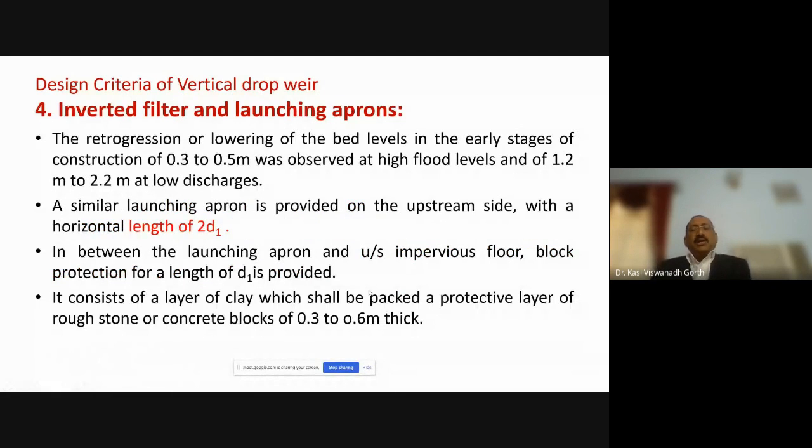So the retrogression or lowering of the bed levels in the early stages of the construction of 0.3 to 0.5 meters was observed at high flood levels, and about 1.2 meters is observed at low discharges. This is about the retrogression depths. A similar launching apron is provided on the upstream side with a horizontal length of about 2D1. D1 is the depth of the upstream cutoff. In between the launching apron and upstream impervious floor, block protection for a length of D1 is provided. It consists of a layer of clay, which shall be packed, and a protective layer of rough stone or a concrete block of about 30 to 60 centimeters thickness.